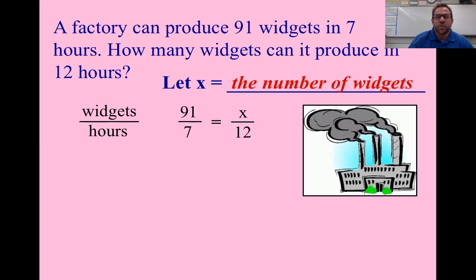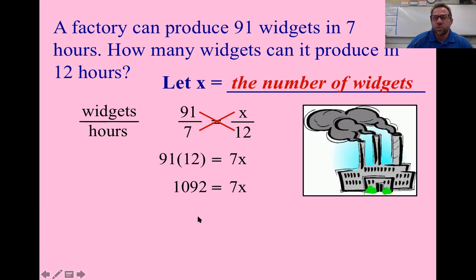Okay, now, can we leapfrog? Well, not really. 7 times a number makes 12. We can't really leapfrog that. So we're going to have to cross multiply. So if I go 91 times 12, and it doesn't matter which way you go, you go this way first or this way. It doesn't matter. So 91 times 12, if you have your calculator, that's going to come out to 1,092. Okay, and then I've got 7x.